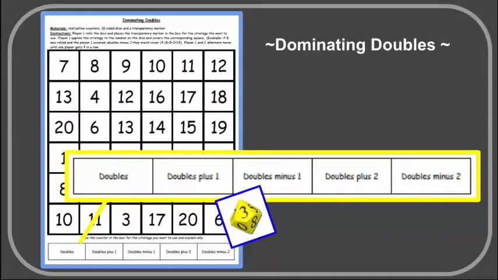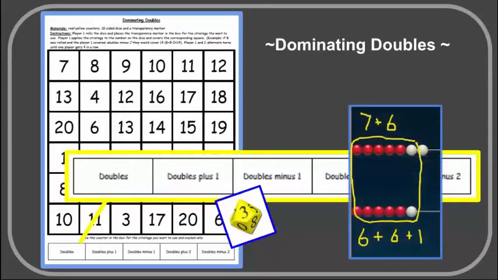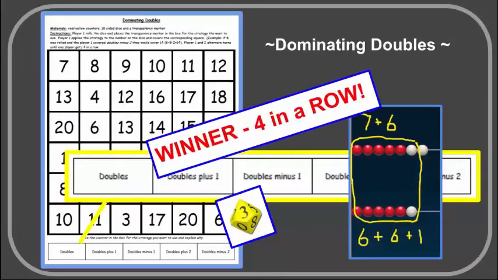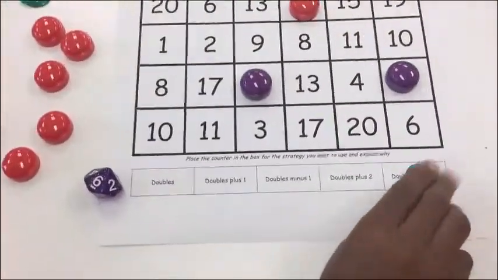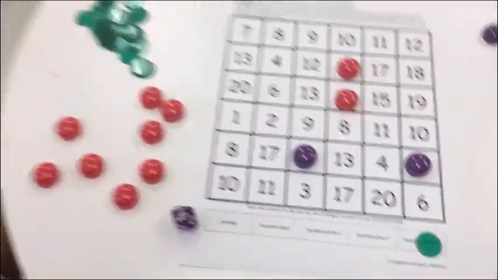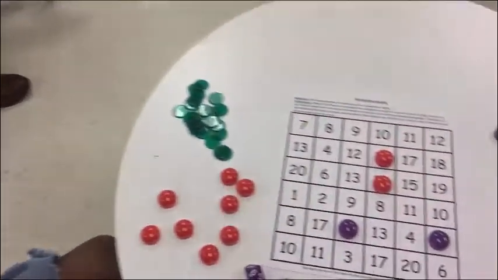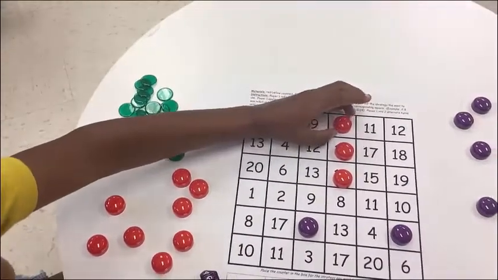Students can use models such as Rekenreks or 10 frames as manipulatives to help determine the best strategy, which could even be to block your opponent from getting 4 in a row. So what did you roll? 6. What is 6 plus 6? 12. Okay, so what strategy are you going to use? Doubles minus 2. So what is 12 take away 2? 10. Okay, now you have 3 in a row.